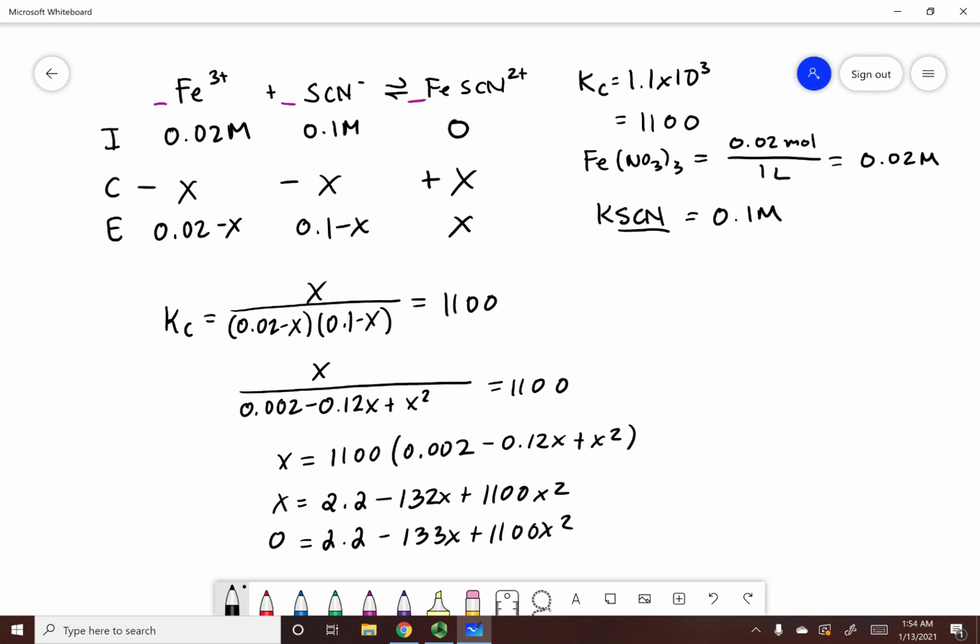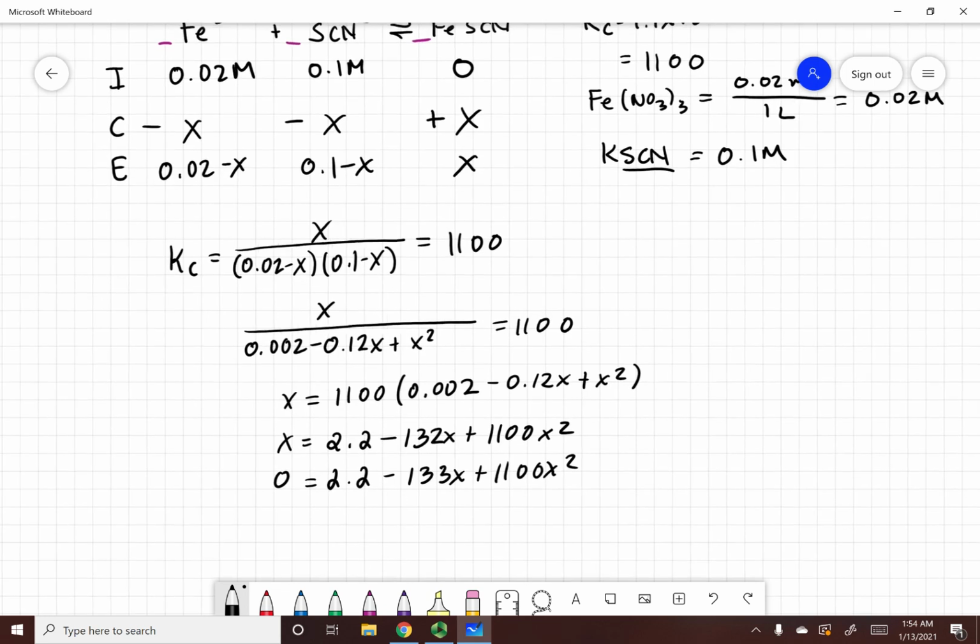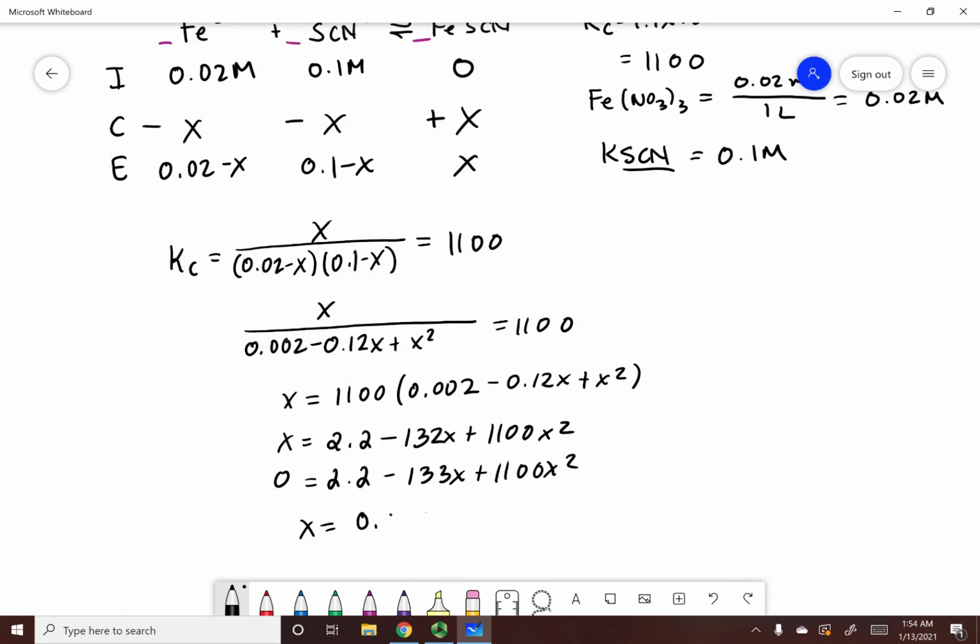Now I can put this into a quadratic equation solver, or I can use the quadratic formula. What you'll get is 2 values. Only one of the values is going to make sense. That value happens to be 0.01978. Now, the other x value that is generated, what you will note is if you subtract it from one of these equilibrium concentrations, you'll get a negative concentration. You can't have a negative concentration. So that's why you know that number is unacceptable and a false solution.